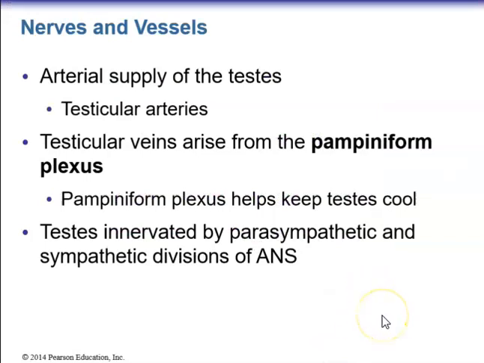Blood supply, nerves, and vessels. So the arterial supply of the testes are the testicular arteries. The testicular veins arise from the pampiniform plexus. The pampiniform plexus is the structure that helps keep testes cool. Again, the testes need to be about 3 degrees centigrade cooler than the rest of the body. So they are housed within the scrotum and allow for cooler temperatures that are ideal for sperm production. The testes are innervated by both parasympathetic and sympathetic divisions of the autonomic nervous system.